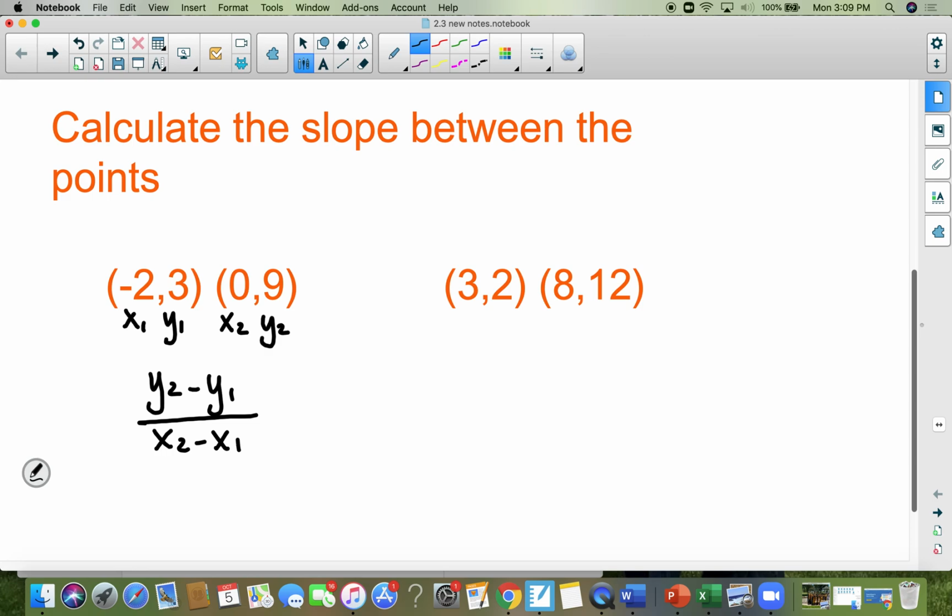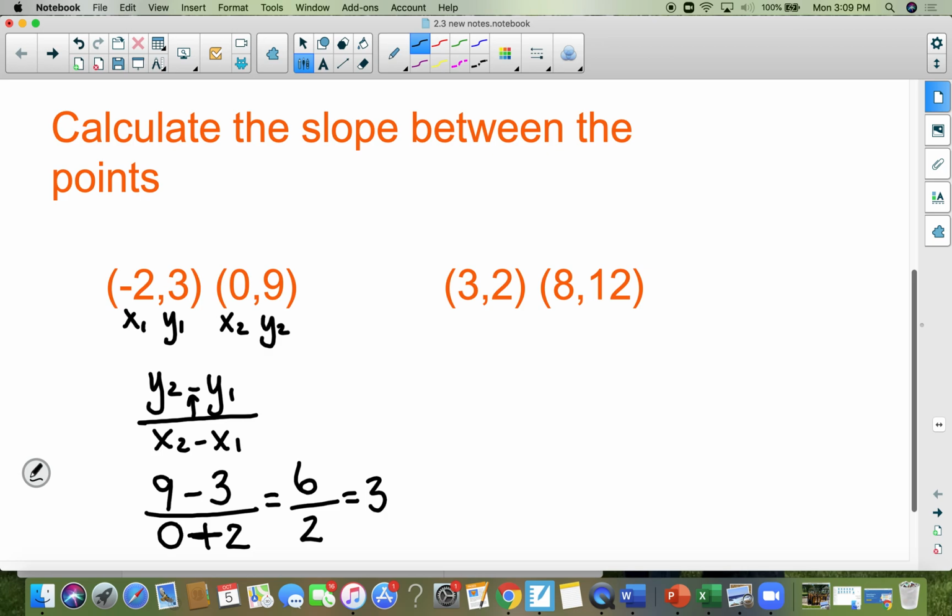So y2 is 9, y1 is 3, x2 is 0, and x1 is a negative 2. Do you see that? The formula has a negative sign, so two negatives equal a positive. 9 take away 3 is 6, divided by 2, 6 divided by 2 is 3. So that's the first part of the assignment.